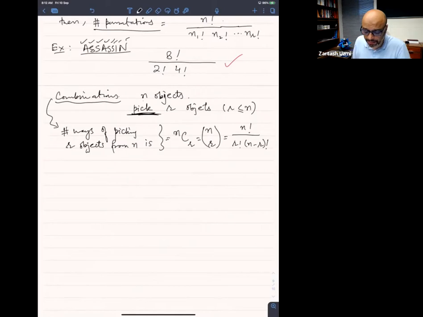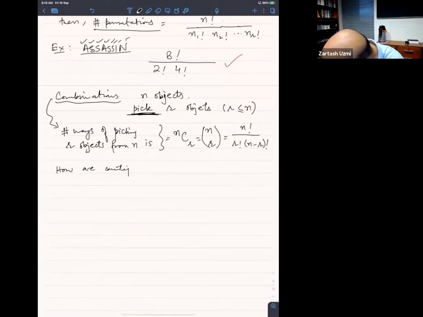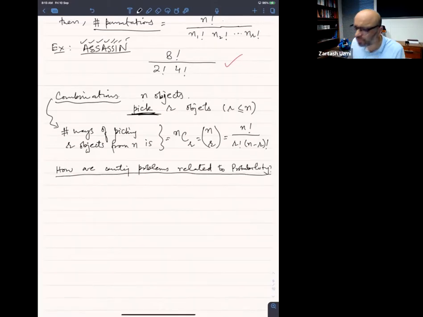So I will give you an example before moving forward, of how counting problems are related to probability. Again, this example will be included in the notes which I will upload after the class. We have still not talked about a concrete definition of probability, but we will do that hopefully by the end of today, or maybe in the early next lecture. So we'll give you an example here.